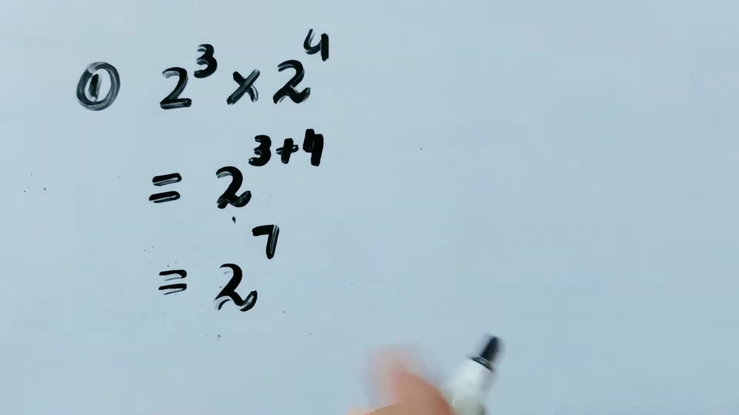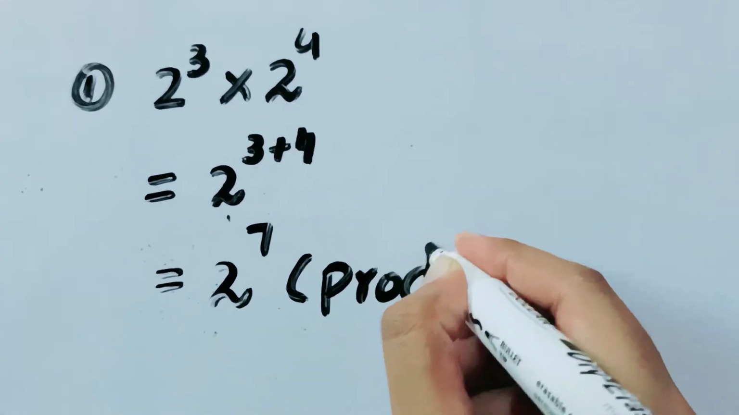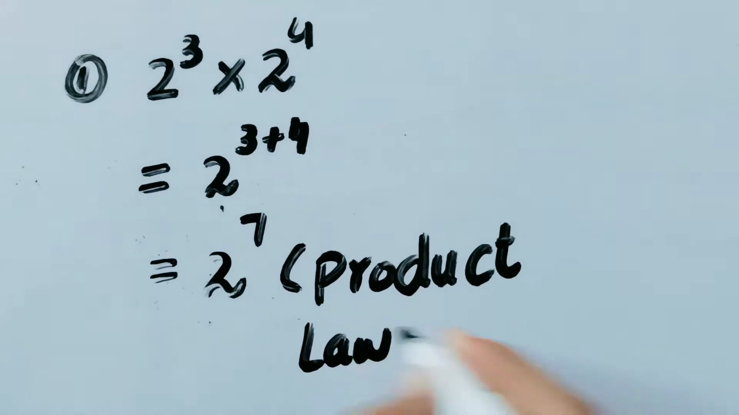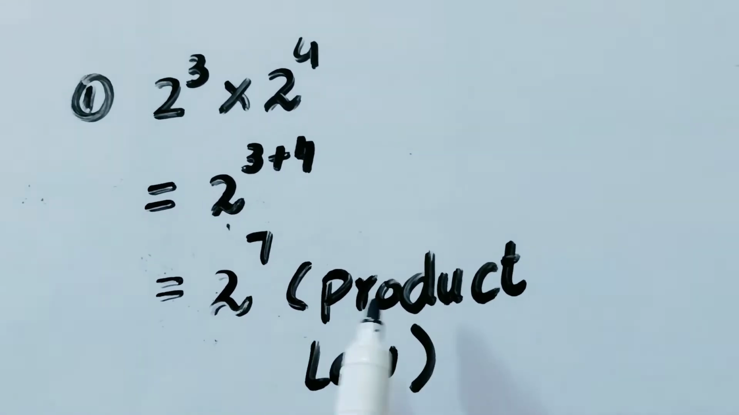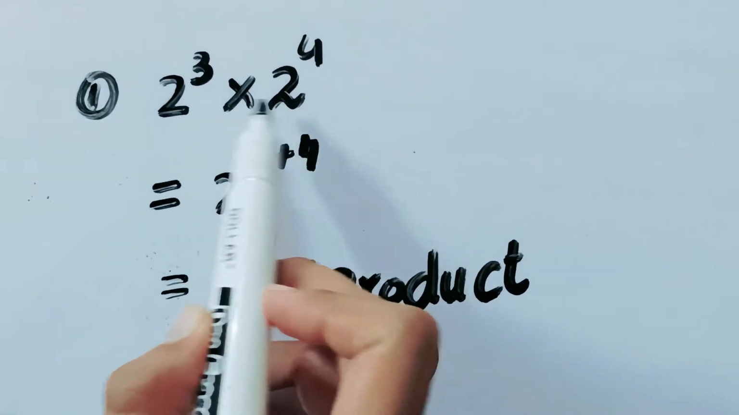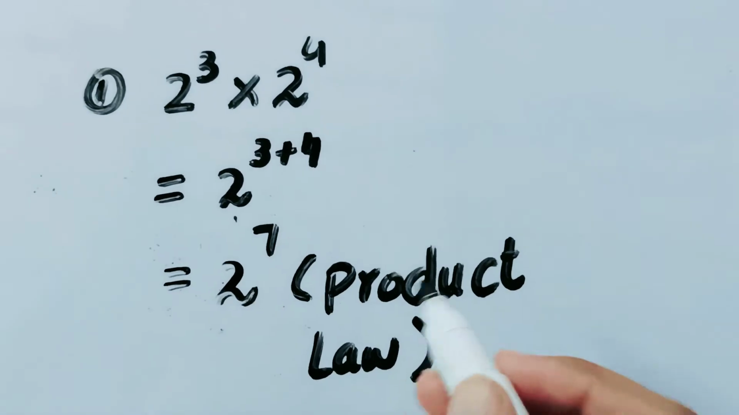And this one law is called the product law of exponents. Product law, because we are going to multiply our exponential terms. So this is the product law.